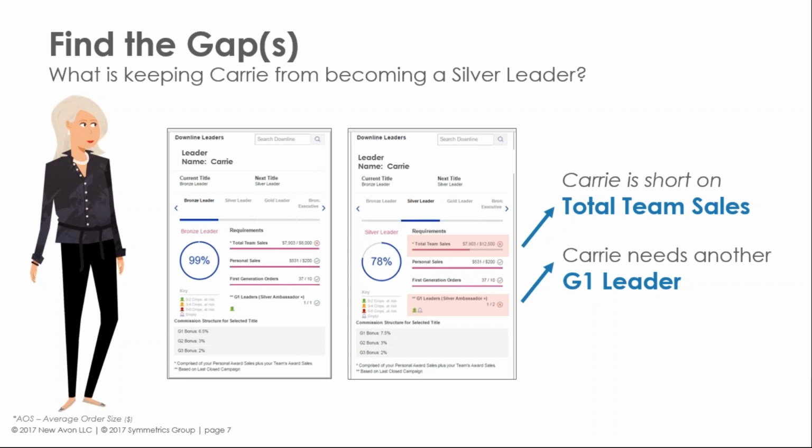So let's look at what is keeping Kerry from becoming a silver leader. In order to achieve silver leader status, Kerry needs to increase her total team sales and she needs to add a G1 leader to her downline. Kerry begins to think about how she can adjust her plan to achieve her goals. Even if she cannot get them all done within this campaign, she can start putting things into motion to get them moving in the next few campaigns.